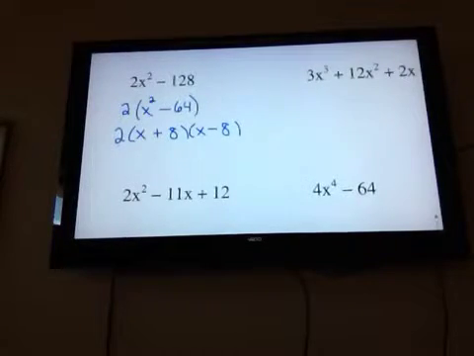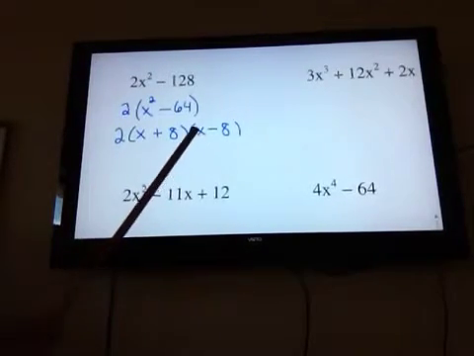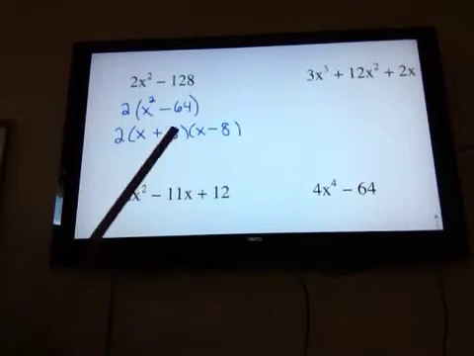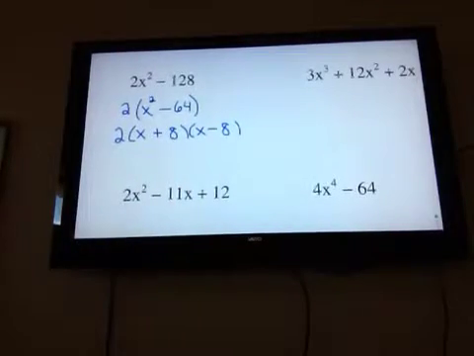And then, can I factor more? You would be looking for a difference of squares. This is not a difference of squares. So we're done. That's my answer. I don't mean to make it sound that simple, but yes, we're done there.